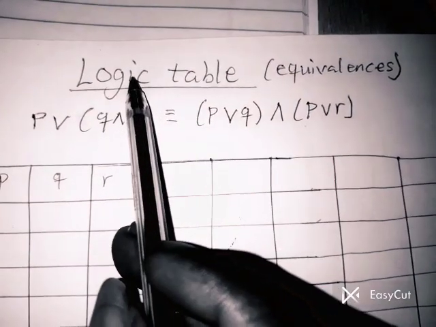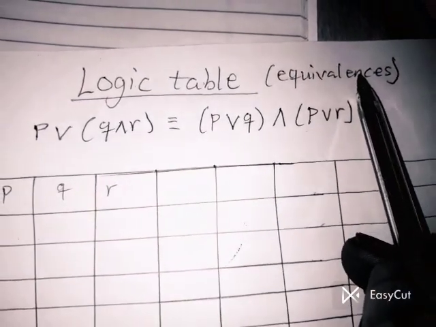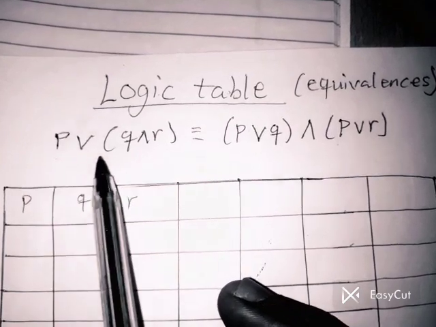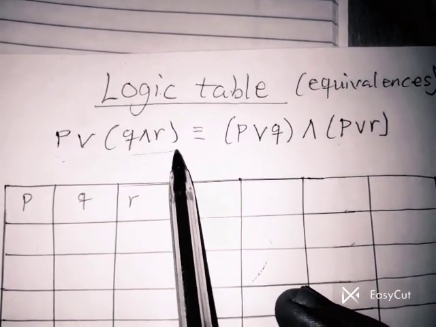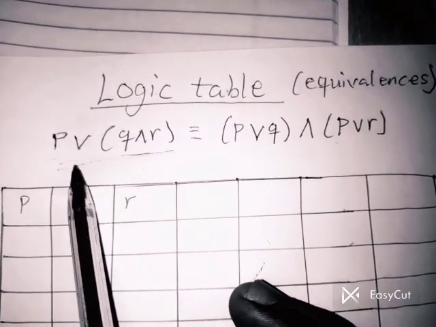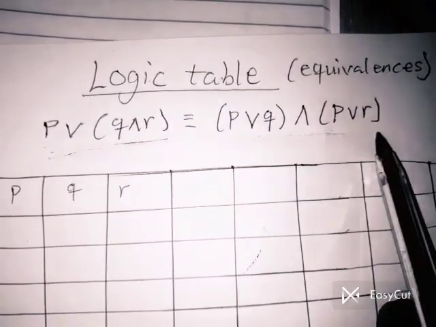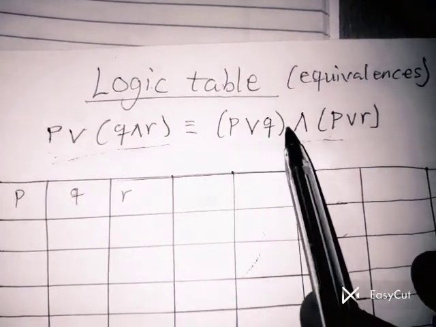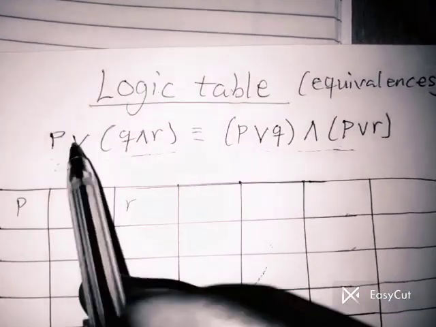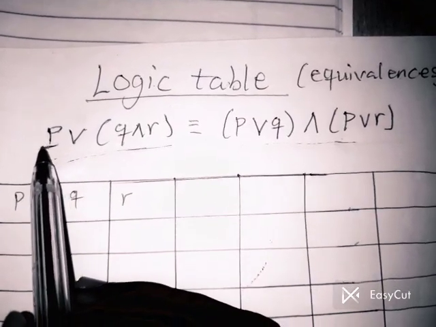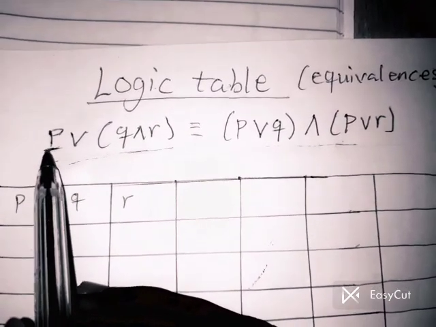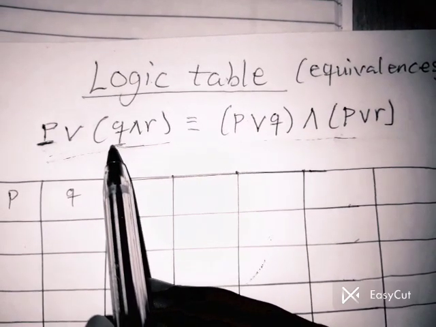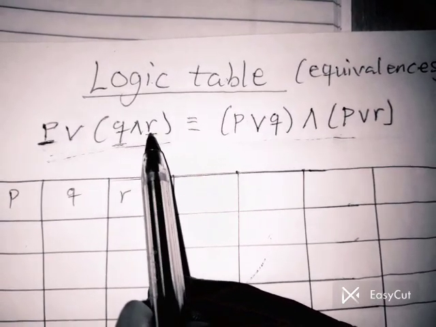Today we are looking at logic table equivalences. So we will look at whether this one here is equivalent. Equivalent means is equal or is the same as this. So we are checking the equivalences of this and that. But we can see that with this one we have three operations. Like we have P, Q, and R.